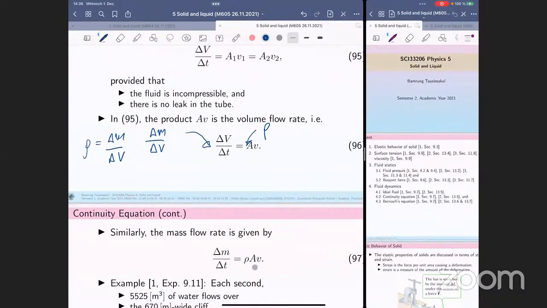That's the product of the flow rate, but in terms of mass. If you take a look, the unit for delta m by delta t is kilogram per second, because the unit of mass is kilogram and the unit of time is second. Rho is kilogram per cubic meter, A is square meter, and v is meter per second. So totally you have kilogram per second. It's the flow rate in terms of mass, or simply called mass flow rate.